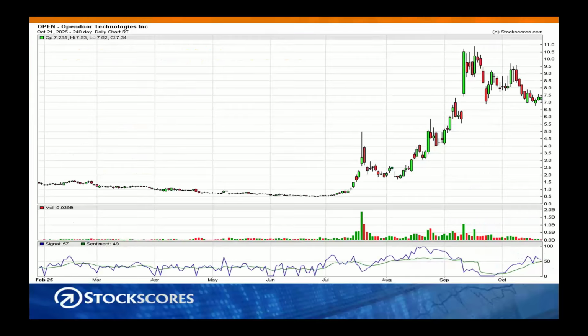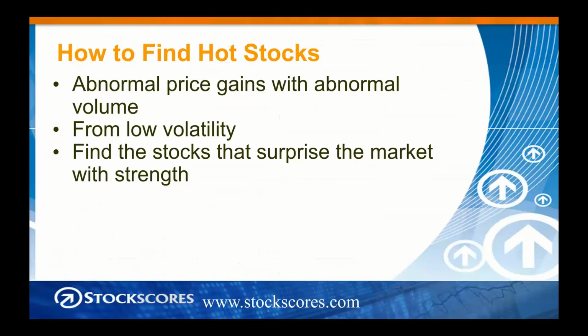Now, the next thing I want to talk about is what to look for to find hot stocks. As I said earlier, we want to start with this focus on abnormal price gains from low volatility with abnormal volume. We want to find the stocks that surprise the market with strength. We've sort of done this a little bit already, but we don't want to own stocks when they're trading with low volatility. We want to wait till they start to break.